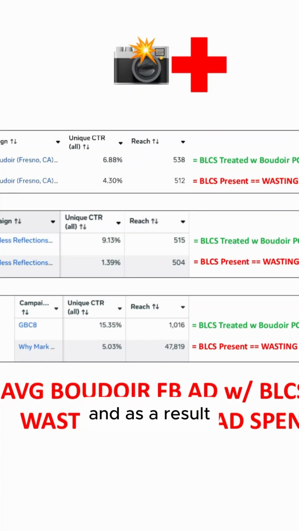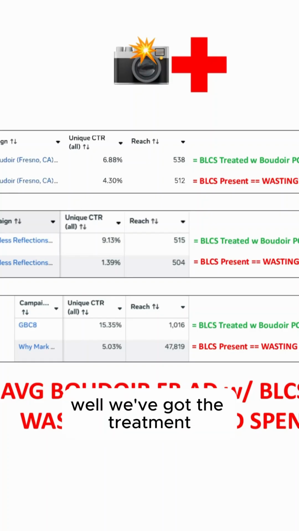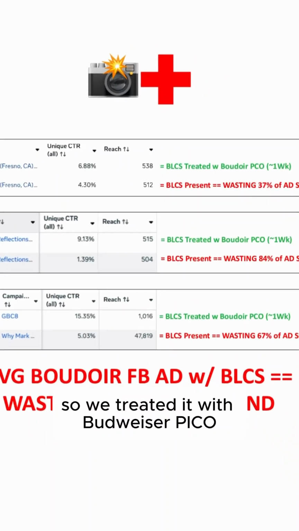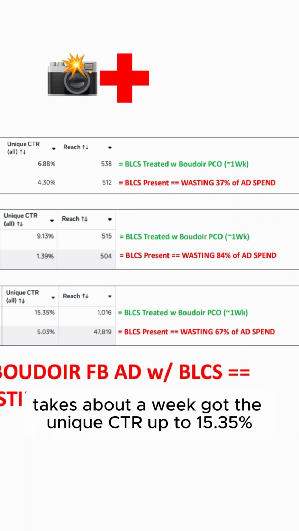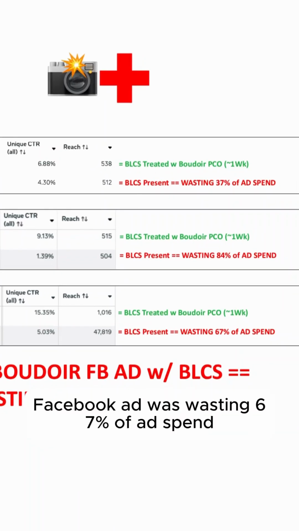And as a result, well, we've got the treatment. So we treated it with Boudoir Pico, takes about a week. Got the unique CTRL up to 15.35%. Found out the original Boudoir Facebook ad was wasting 67% of ad spend.